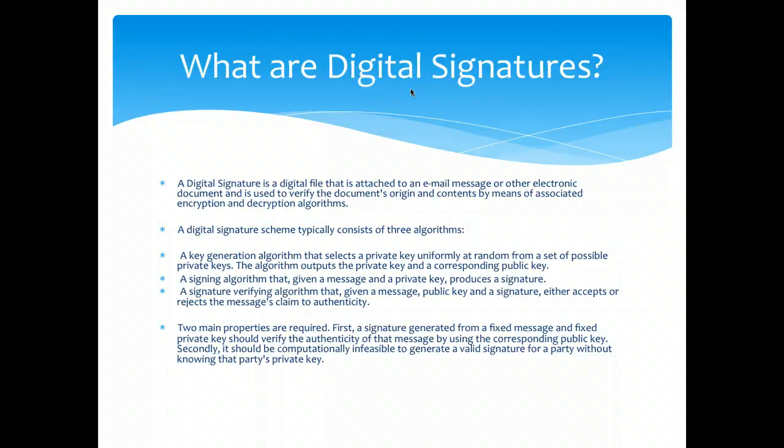The signing algorithm, given a message and a private key, produces a signature. The signature verifying algorithm, given a message, public key and signature, either accepts or rejects the message's claim to authenticity. Two main properties are required. First, a signature generated from a fixed message and a fixed private key should verify the authenticity of that message by using the corresponding public key. Secondly, it should be computationally feasible to generate a valid signature for a party without knowing that party's private key.